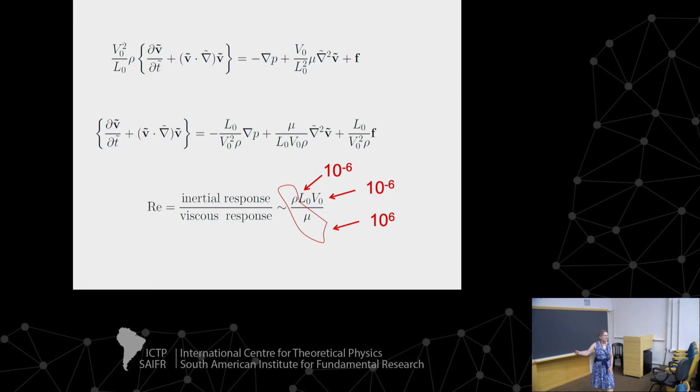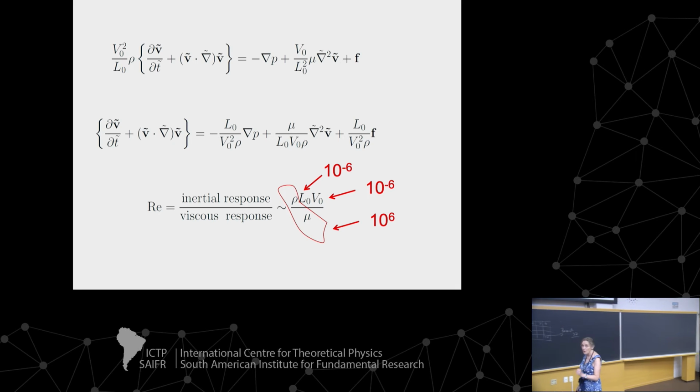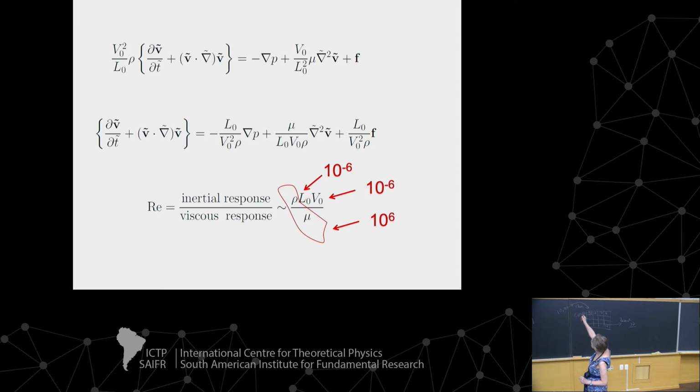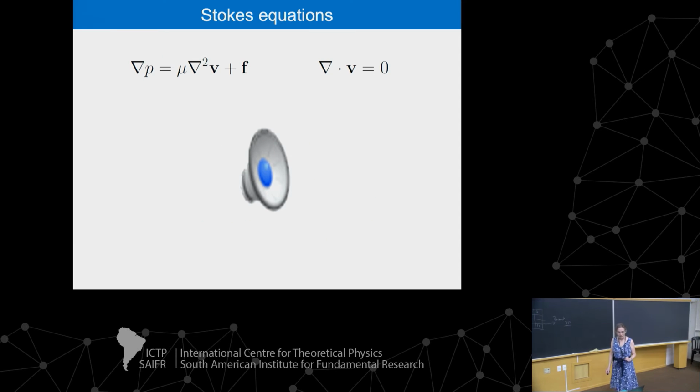I've probably overestimated its tininess. 10 to the minus 4 is probably a better estimate. But it's tiny. It's a lot less than 1. We're absolutely in the low Reynolds number limit. And what you can do in the low Reynolds number limit is forget completely about these inertial terms, get rid of them, and you end up with this, which is called the Stokes equation. So, viscosity wins.